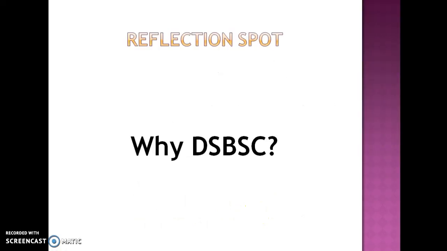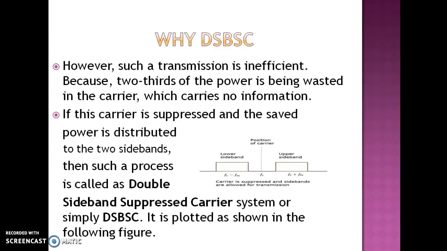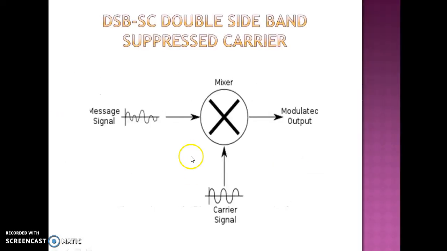So let's have a reflection. Why DSB-SC? Such a transmission is inefficient because two-thirds of the power is being wasted in the carrier, which carries no information. If this carrier is suppressed and the saved power is distributed to the two sidebands, then such a process is called a double sideband suppressed carrier system, or simply DSB-SC. Its plot is shown over here, that there are two sidebands, upper sideband and lower sideband, whereas the carrier is fully suppressed.